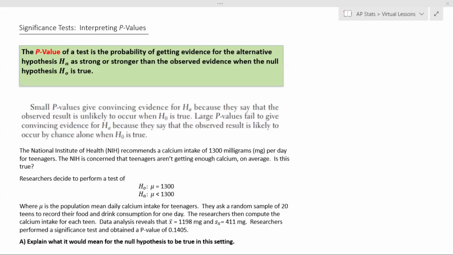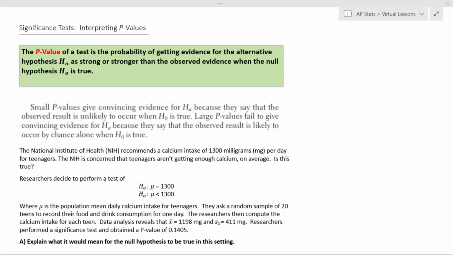All right, so in this video, we're continuing on and we're going to talk about how to actually interpret p-values. Well, what's a p-value? The p-value of a test is the probability of getting evidence for the alternative hypothesis, H sub A, as strong or stronger than the observed evidence when the null hypothesis is true. Okay, so what all does that mean? So let's talk a little bit about p-values.